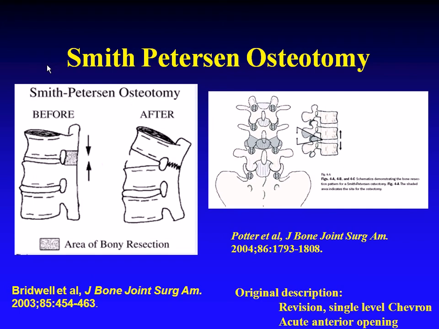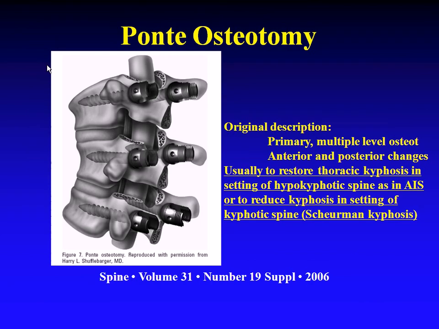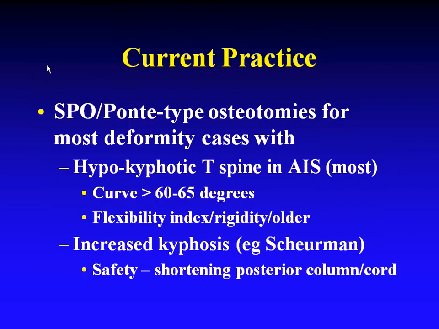I think what most of us are doing for deformity correction is really not a Smith-Peterson osteotomy. The Smith-Peterson osteotomy, as originally described, was a revision single-level chevron osteotomy that was an acute anterior opening wedge. What we're doing is really more of a Ponte osteotomy, which, as originally described, was a primary multiple-level osteotomy to restore kyphosis or lordosis or just free up the spine.